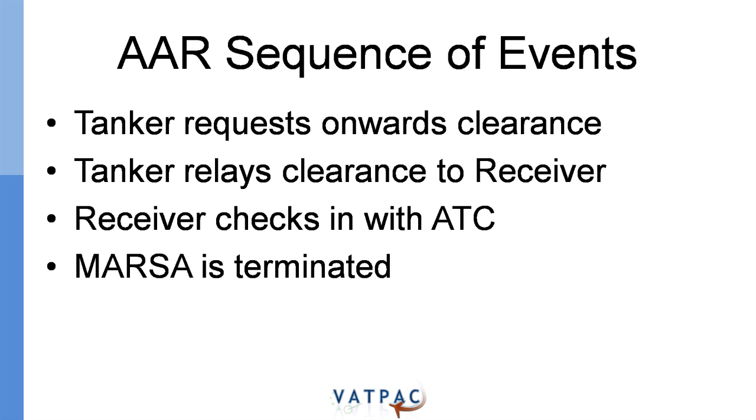The onwards clearance should allow for separation between the tanker and the receiver. Once the tanker and receiver have attained vertical separation, the receiver will check in with ATC. When ATC verifies that vertical separation has been achieved, ATC will terminate MARSA. Let's have a look at a demonstration of AAR and MARSA in action.